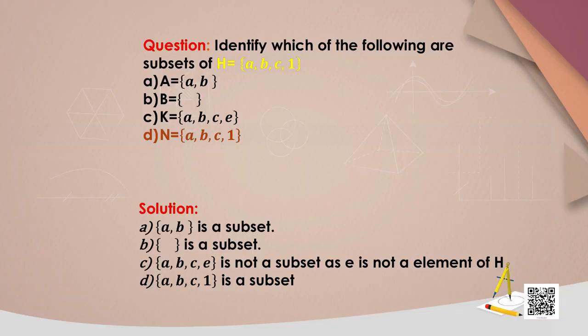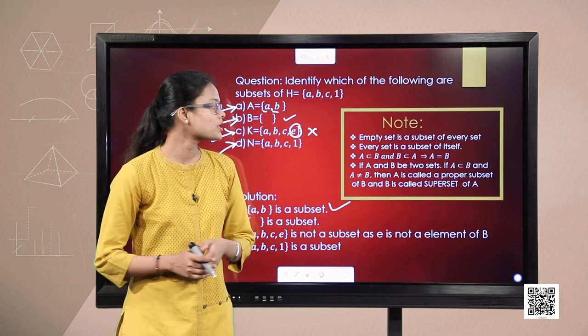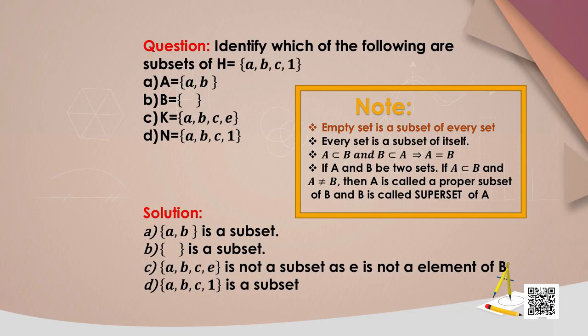Lastly, the set N. All the elements of set N, a, b, c, and 1, are also members of set H. So, yes, the set N is a subset of H. Let us observe some points in it. You may observe that the empty set is a subset of every set, for the same reason that the empty set has no elements. Also, every set is a subset of itself. Why is this so? As each and every element will be a member of the same set.